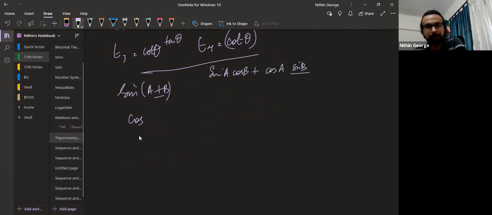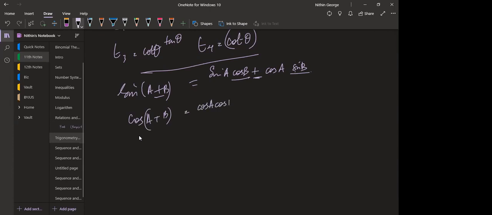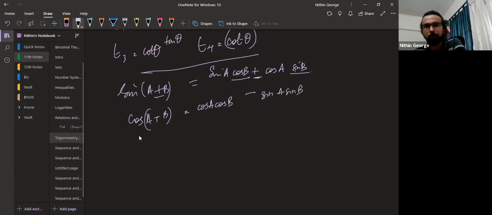So when you replace B with minus B, cos minus B becomes cos B itself. Sin minus B becomes minus sin B. So this is what you'll get: sin A plus B is sin A cos B plus cos A sin B, sin A minus B is sin A cos B minus cos A sin B. What about cos A plus B? Cos A cos B minus sin A sin B. You'll know why I wrote minus on top, because cos A minus B is cos A cos B plus sin A sin B.